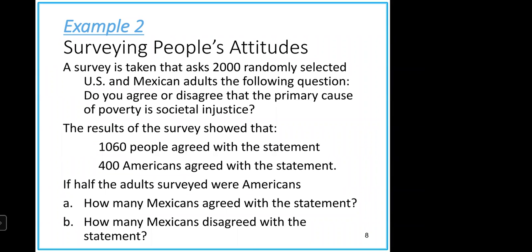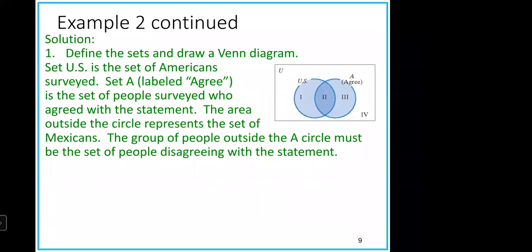Okay, so before we could answer questions A and B, we first need to represent the problem using the Venn diagram. I mean, there can be other ways to do it, but since we are dealing with Venn diagrams, we're going to represent the situation using a Venn diagram. And so your book goes into a little detail as to how you could go about that. And so I'm just going to follow the order that is shown.